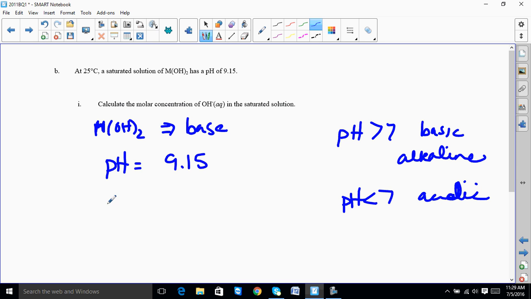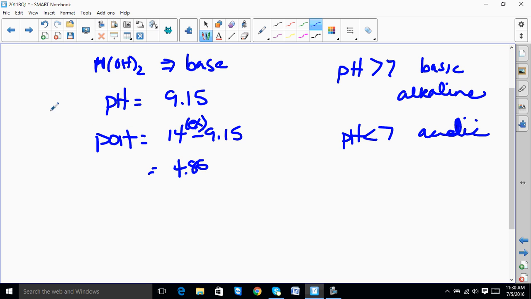Now, if the pH is 9.15, then the pOH is 14.00000 minus 9.15, and so the pOH has to be 4.85. Remember, this 14 is exact, so it has infinitely many decimal places. This has 2, so you get 2. Now remember, pOH is the negative log of the hydroxide ion concentration.